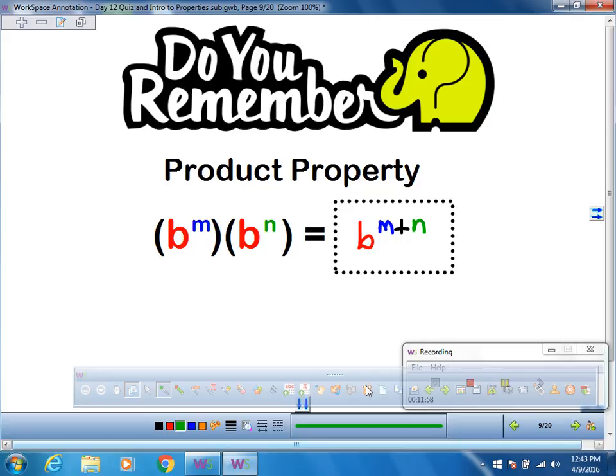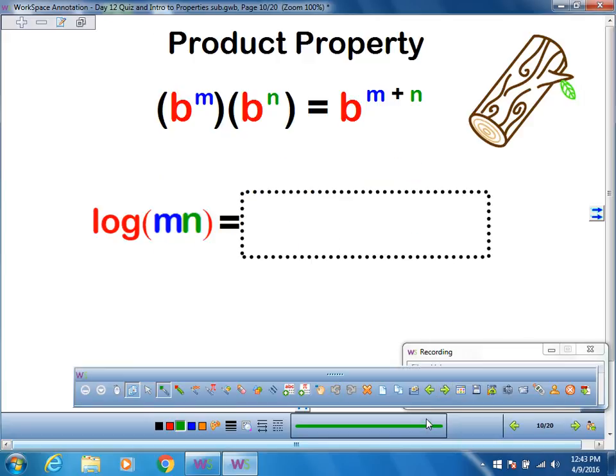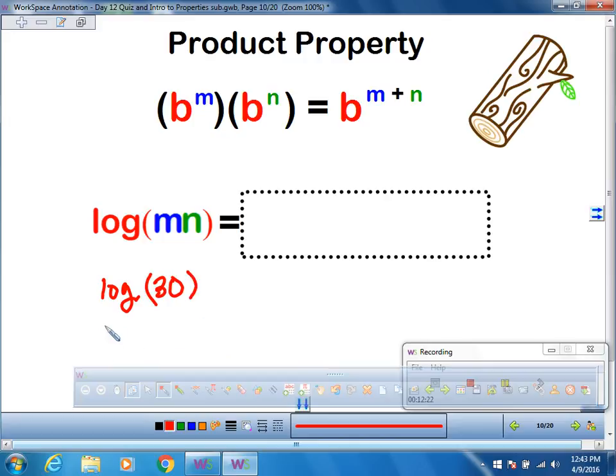Well, I can do the same thing with my logarithms. Can you guess how I would use the product property when I've got two factors being multiplied within a logarithm? For instance, if we had log of, let's say, 30. Log of 30 could be rewritten as log of 5 times 6.